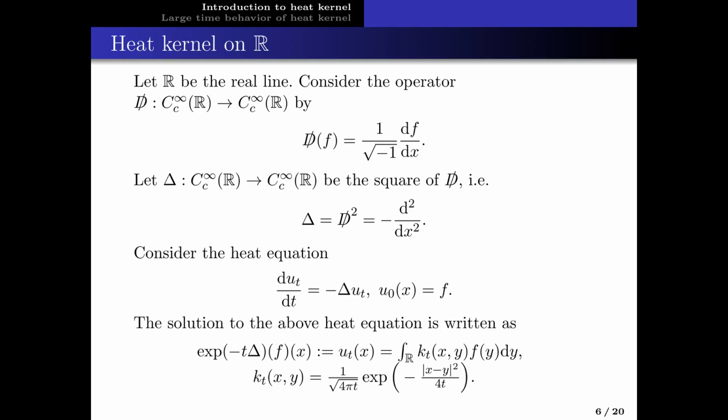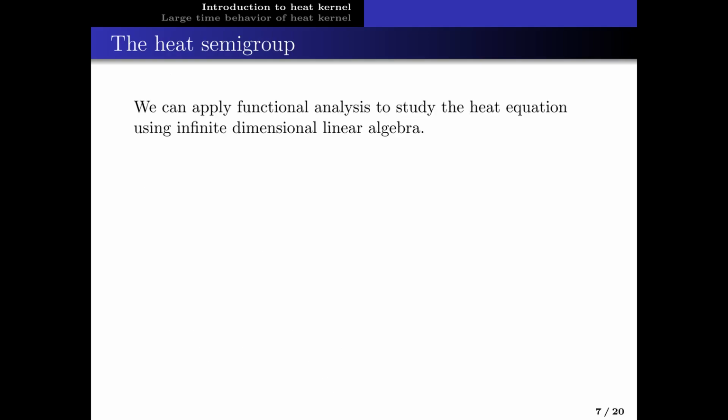Right? So this is the heat kernel of the real line. That's the object we are interested in. What we are trying to study today is to generalize this heat kernel to homogeneous spaces, or some more general spaces, and its properties. So I want to put this into a more functional analysis framework.